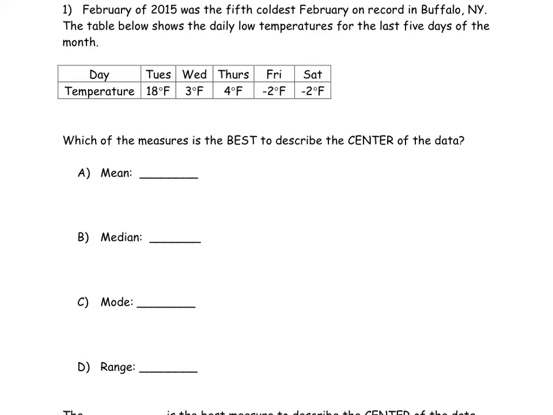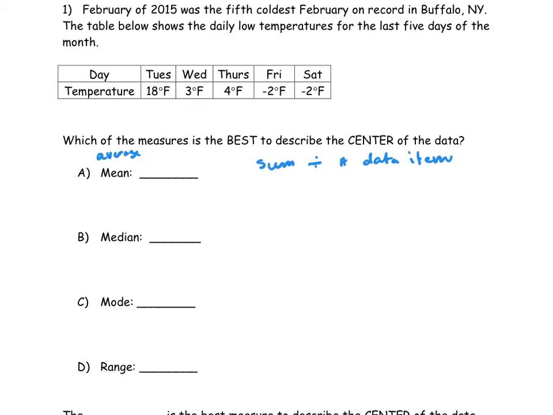So let's find the mean. What word do we think of when we talk about the mean? Well, hopefully you said average. That's the word we're thinking about. So we find the average by finding the sum, and we divide that by the number of data items. The more that we see this and talk about it, the more we memorize it.